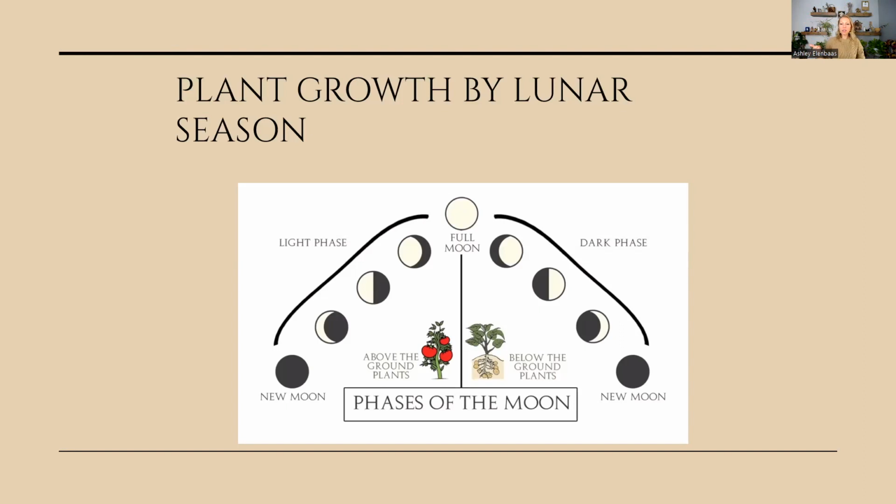Now let's tip it to the dark phase. You can see that the light of the moon is starting to diminish as we go back towards the dark phase in the new moon. So this is when the energy is being pulled back down into the roots. This is a really good time for harvesting roots, when we feel that gentle pull. It's also a really good time to transplant things.